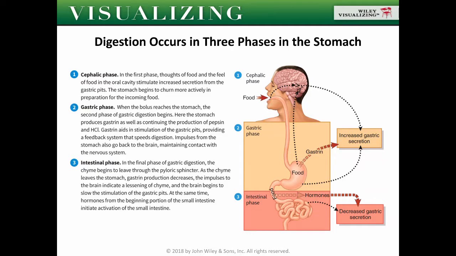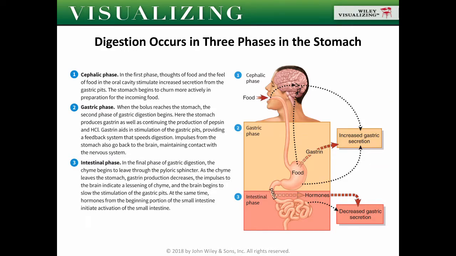Then you also have the gastric phase. When the bolus reaches the stomach, the second phase of gastric digestion begins, where the stomach produces gastrin, as well as continuing the production of pepsin and hydrochloric acid. Gastrin is basically a hormone. It aids in stimulation of the gastric pits, providing a feedback system that speeds digestion. Impulses from the stomach also go back to the brain, maintaining contact with the nervous system. Actually, if you are dieting, it's one of the hormones that you need to watch out for.